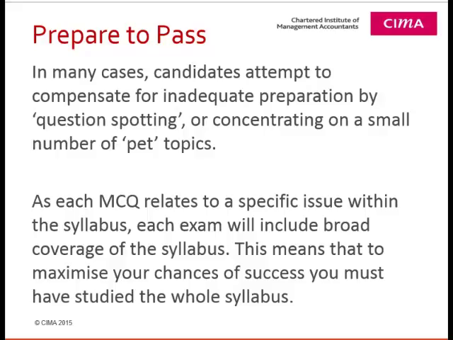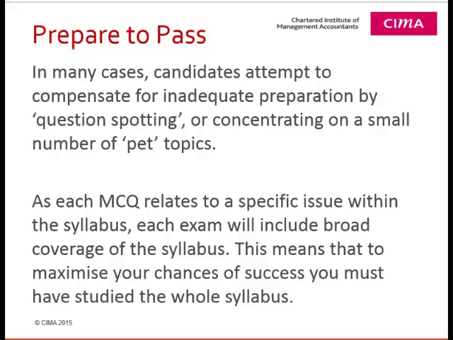As each MCQ, multiple choice question, relates to a specific issue within the syllabus, each exam will include broad coverage of the syllabus. This means that to maximize your chances of success, you must have studied the whole syllabus. You may be lucky enough to find a particular multiple choice question is on a topic that was part of your most recent studies, but that probably won't be the case with the vast majority of the questions you'll face.